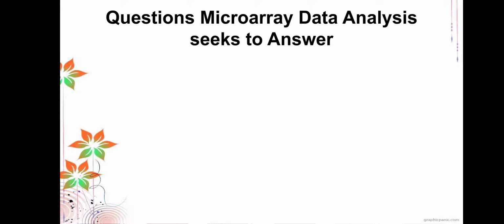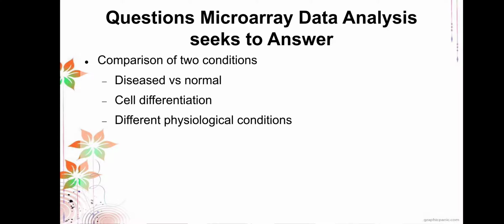So, the questions microarray data analysis seeks to answer. As we demonstrated, we can compare two conditions. What are those two conditions? An example can be the diseased versus the normal condition of the cell. We can also look at cell differentiation. For example, what is the difference between a helper T cell and a cytotoxic T cell? And then it can also be for different physiological conditions. Under stress, these are the genes that we express, and when we are relaxed, these are the genes that we express. Or for example, brain cells relaxed versus brain cells stressed.